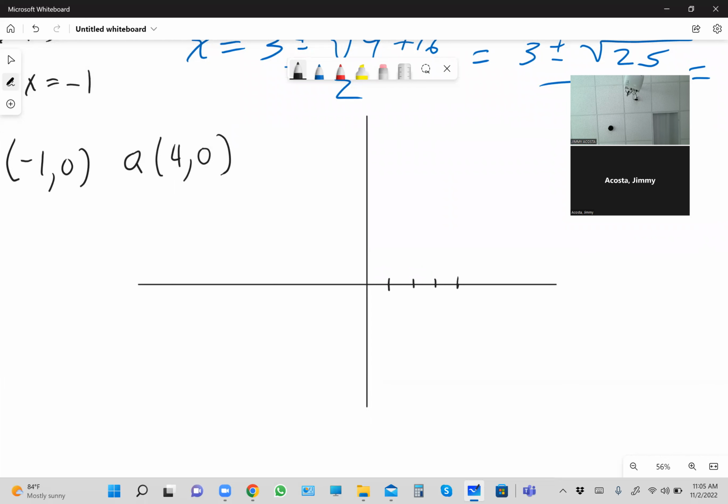So here's 4, oh no, not chat. Here's 4, 0. So this is going to be Q. 4, 0. And here's -1, 0.